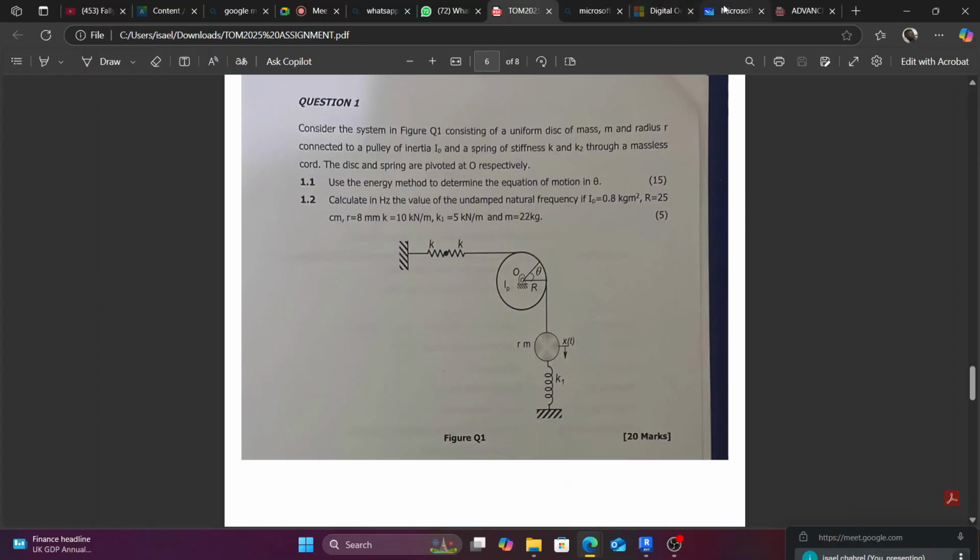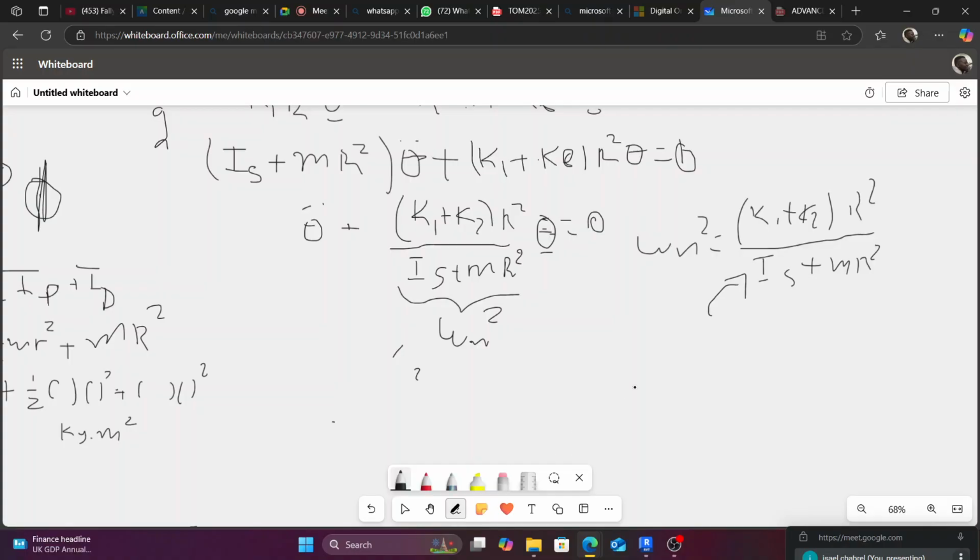How do you determine it in hertz? You get the natural frequency: fn is equal to wn divided by 2 pi. Then you're going to have your answer in hertz. Remember, whatever you put in for K1, K, the answer that you'll get will be in rad per second. Now, this is it.